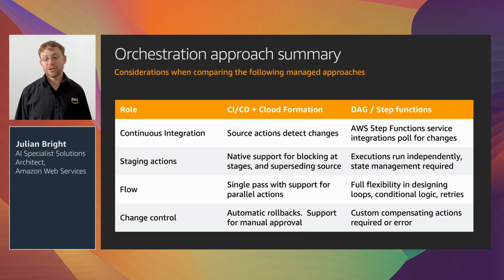And in terms of change control, when leveraging CloudFormation with CodePipeline in particular, there's great support for automatic rollbacks, and having those approval steps mean that you can have gates so that you can have a human in the loop reviewing this process before moving forward. So with Step Functions, you need to build in some compensating actions to be able to roll back any steps, as well as handle errors that were produced as part of this process.